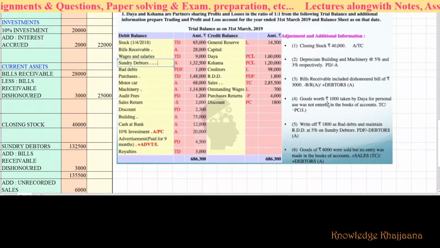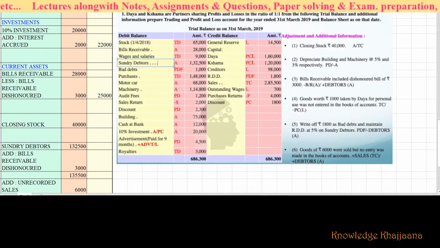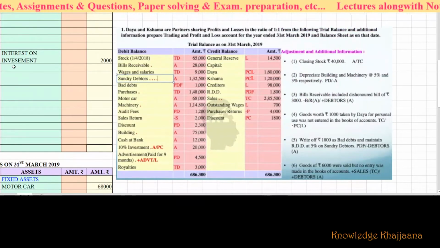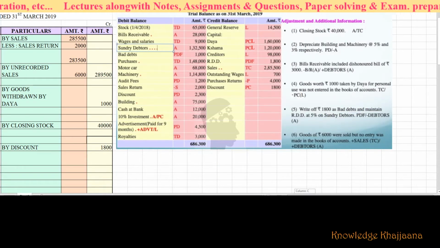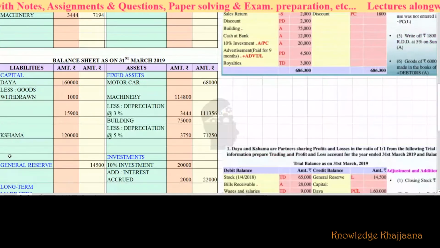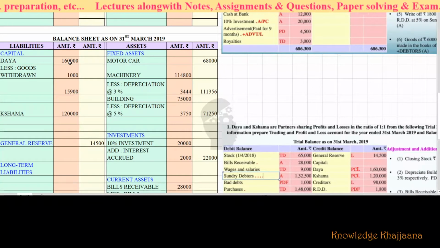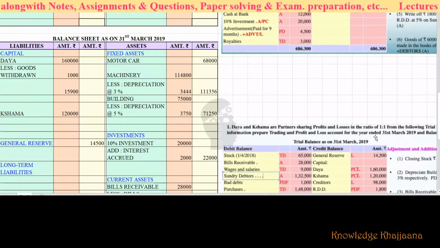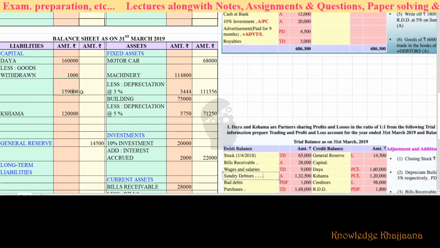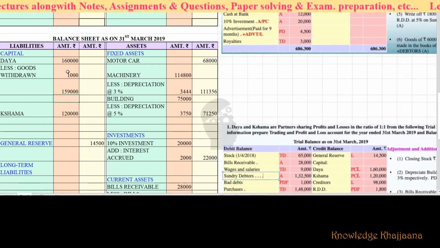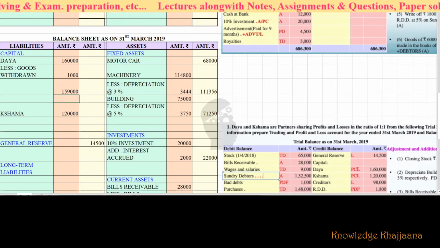Okay, then goods worth rupees 1,000 taken by Daya for personal use. Trading account credit side, goods withdrawn by Daya 1,000, and in Daya's capital we have to deduct it. Less goods withdrawn by Daya, his original capital minus 1,000 he has withdrawn. Okay, so remaining capital with him was 1,59,000.